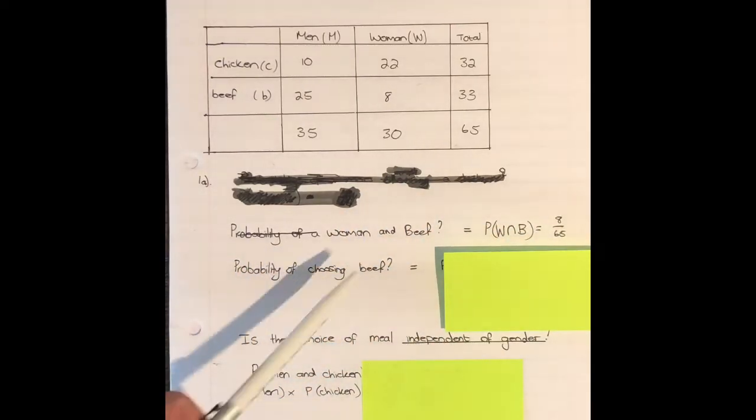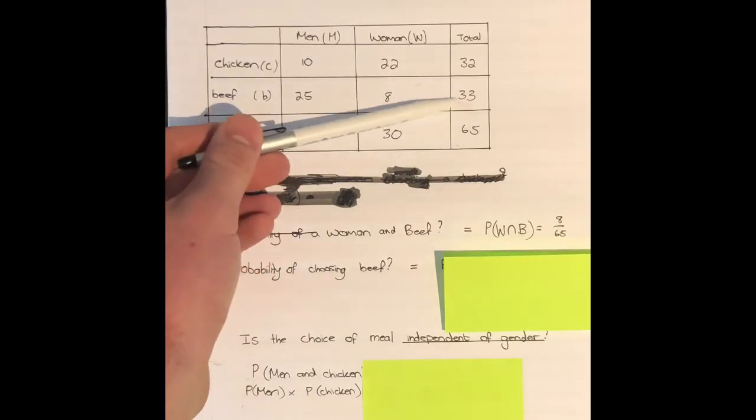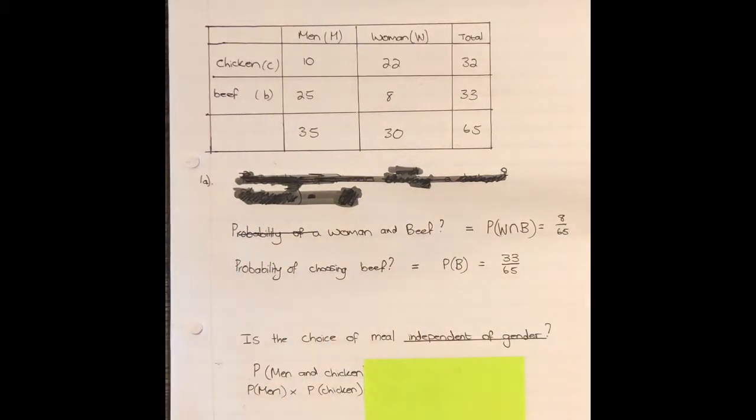Now, the probability of choosing beef, as you can see, we go right to the end: 33/65. What do you know? Probability of beef, 33/65. Now we come up to the main question. Is the choice of meal independent of gender?